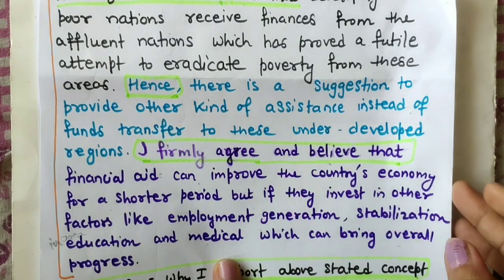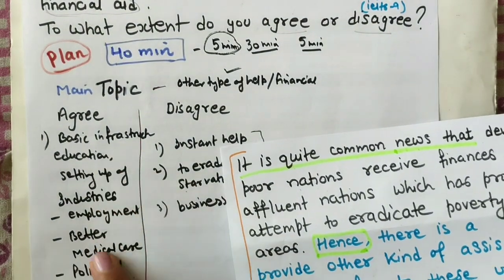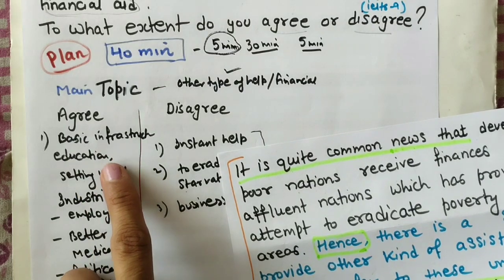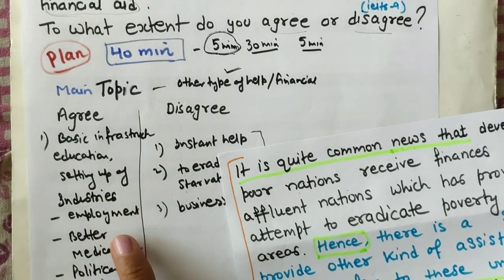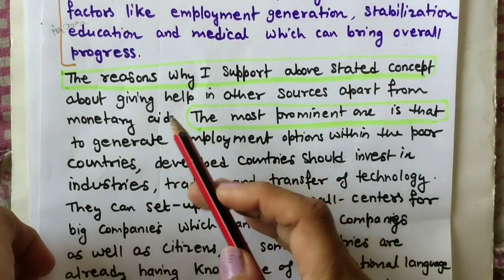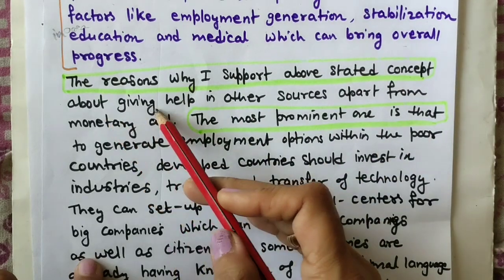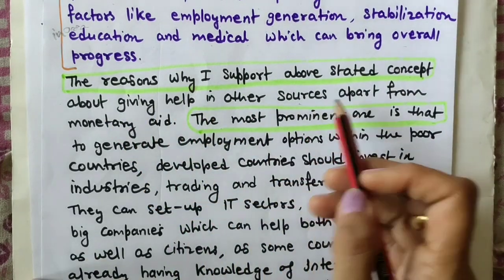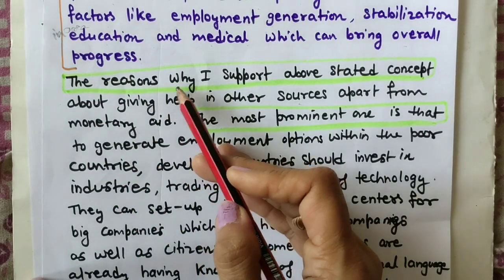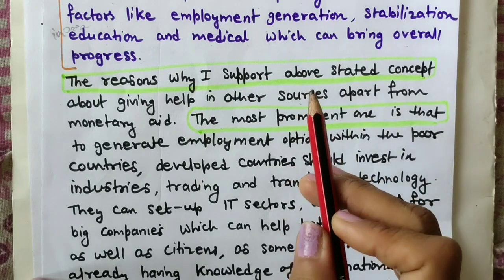Now coming to body paragraph 1. So we will be using all these points. What I have done, basic infrastructure for educational, setting up of industry, employment, better medical and all, we will be writing. So first paragraph I have started with the reasons why I support the above stated concept about giving help in other sources apart from monetary aid. So you can avoid this line also. This green one is a common line, this is a template, you can use it.